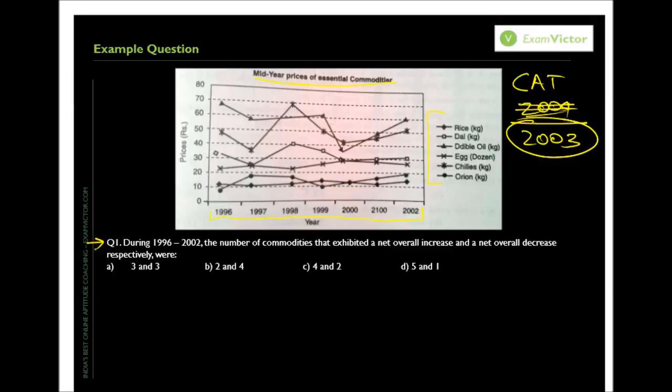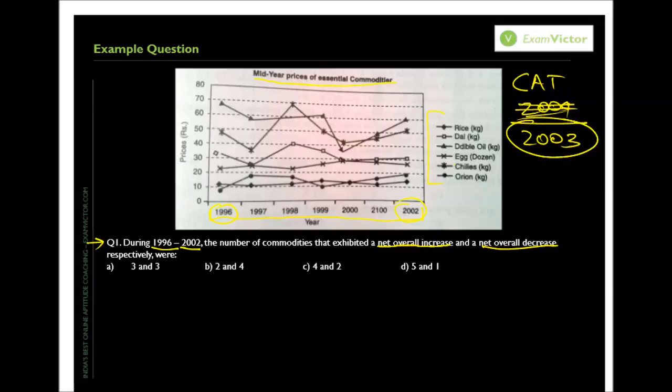Right, so question 1. During 96 to 2002, the number of commodities that exhibited a net overall increase and a net overall decrease. What are they asking us? They're asking us a very simple thing. All we have to do is look at the year 96, look at the year 2002, ignore the rest. For each of these commodities, we just have to see, was the last point higher than the first point or lower? It's literally as simple as that.